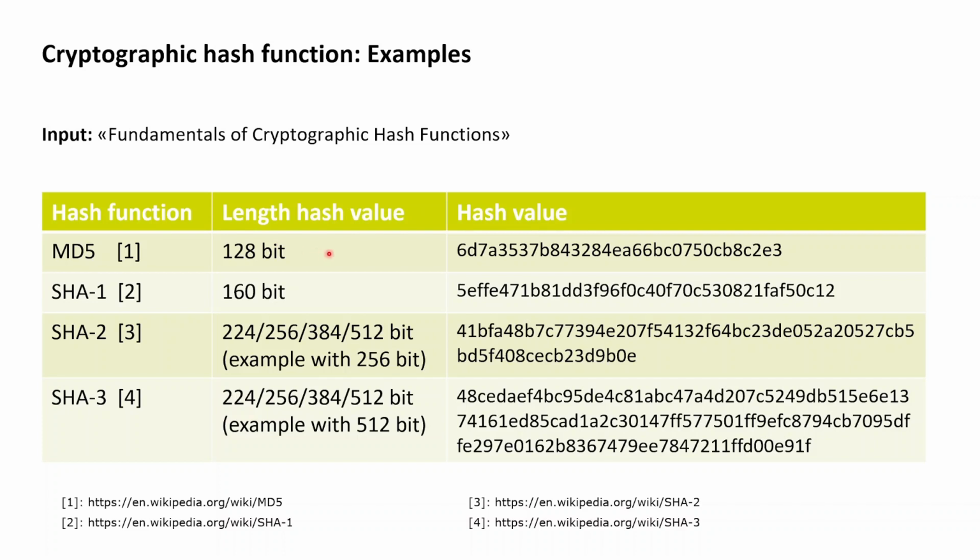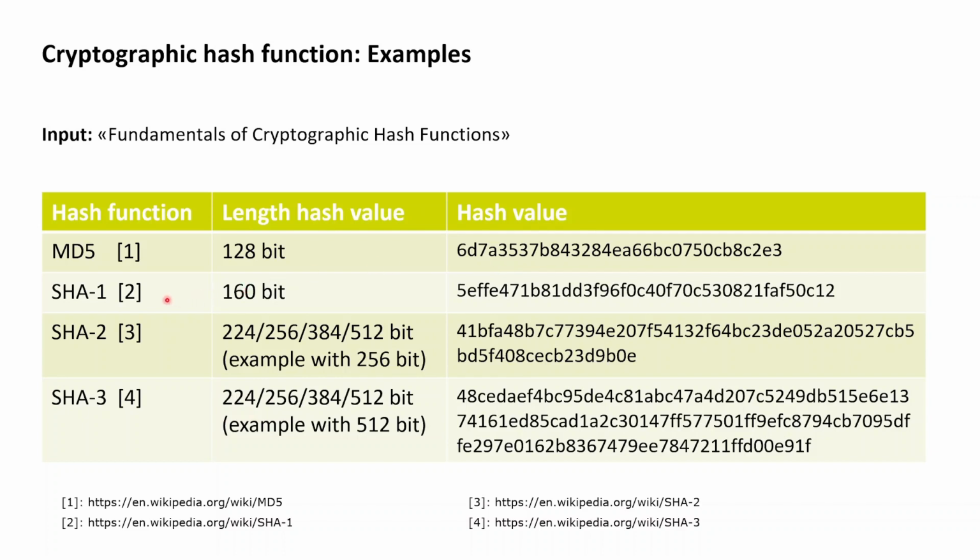MD5 produces hash values of length 128 bits, and indeed, if we use, for example, one of the many online services calculating MD5 hashes and feed it the input string "fundamentals of cryptographic hash functions", we will get a 128-bit string as a result, which in this specific case will read, if translated into a hex string, 6D7A and so forth.